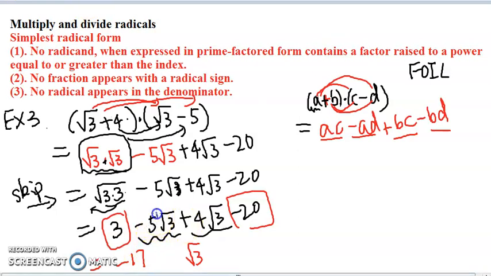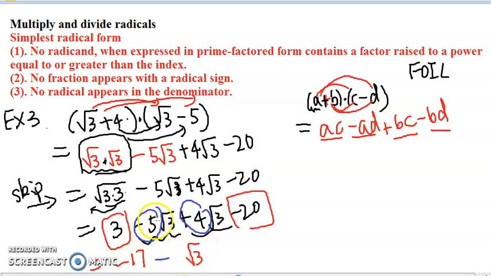So we're doing negative 5 plus 4. That gives us a negative 1 times square root of 3. And that 1 can be omitted. So if you want, you can omit that 1 there. So the answer will be negative 17 minus square root of 3.